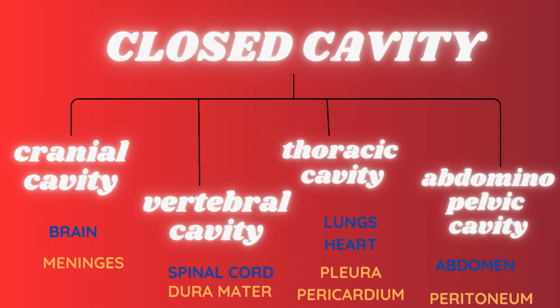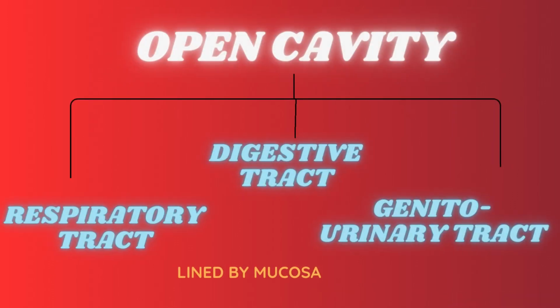Closed includes cranial, vertebral, thoracic and abdominopelvic cavities. Closed cavities are lined with membrane. Open cavities include the respiratory tract, digestive tract, and urinary tract. Open cavities are lined with mucosa.